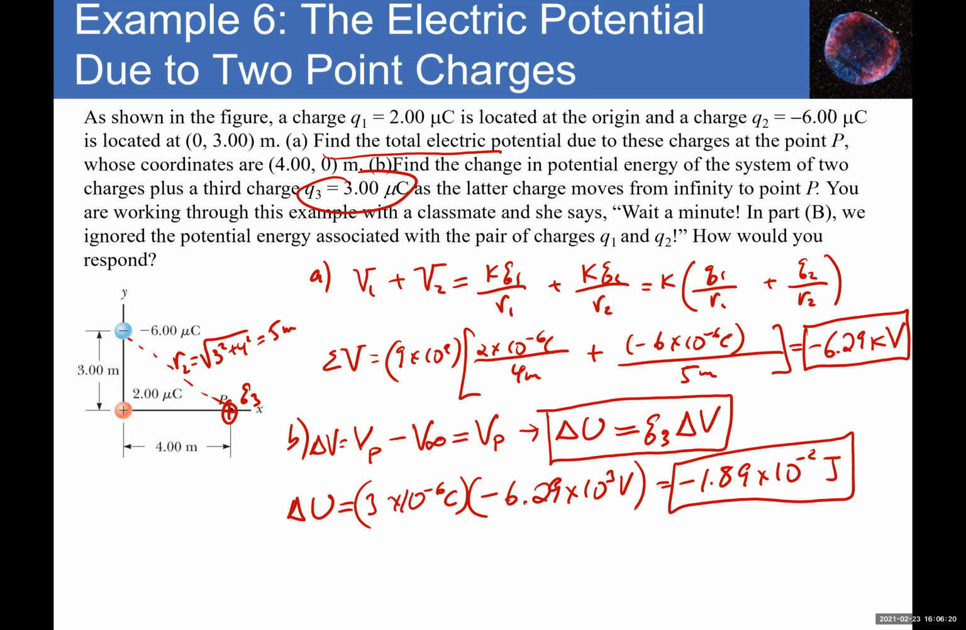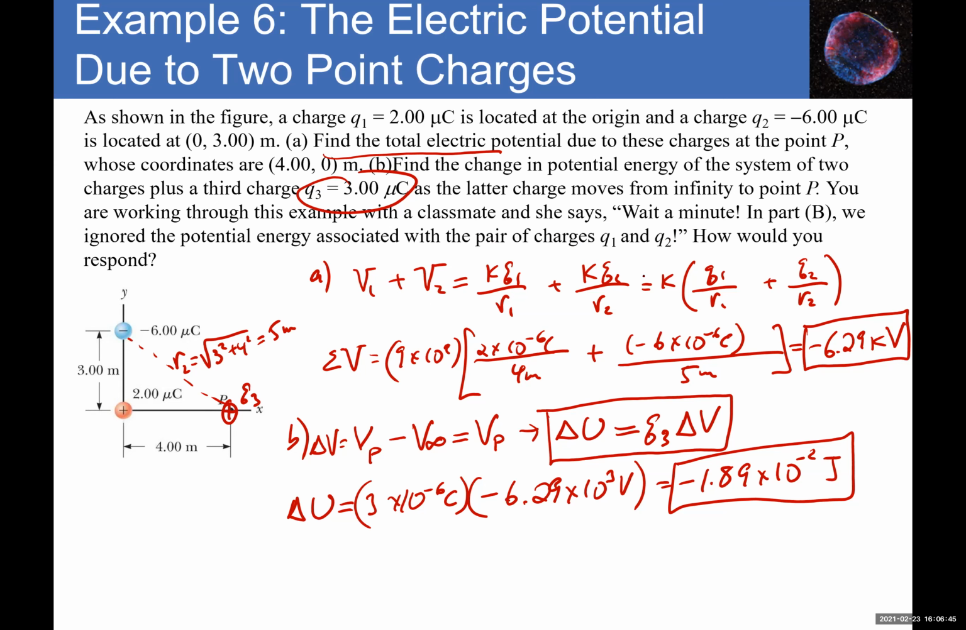All right. And the last part says, you are working through the example with a classmate, and she says, wait a minute, in part B, we ignored the potential energy associated with the pair of charges Q1 and Q2. How would you respond? Well, again, the idea here is this. In the previous example, we started from scratch. There was nothing there, so we brought first one, and then the second one, and then the third one, so that we had to individually calculate.